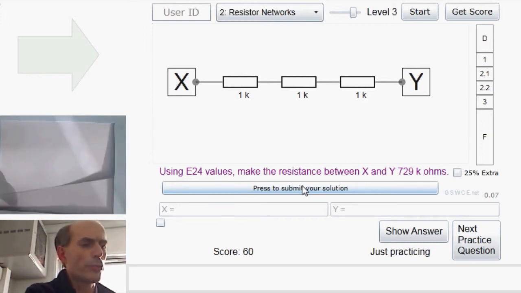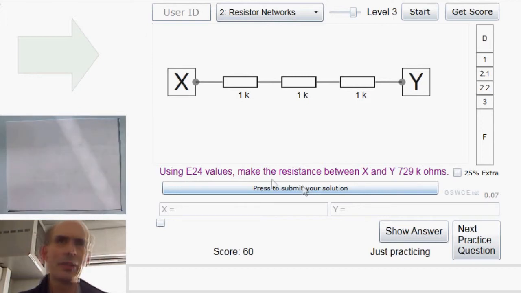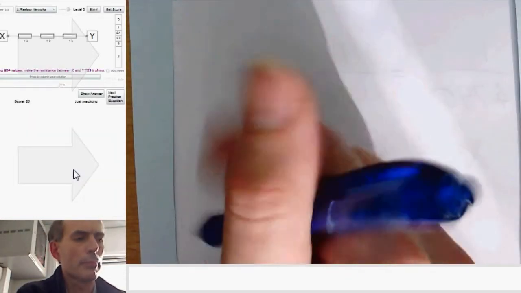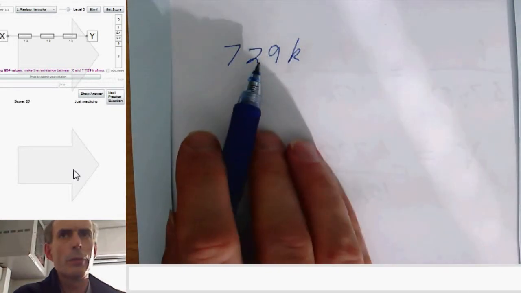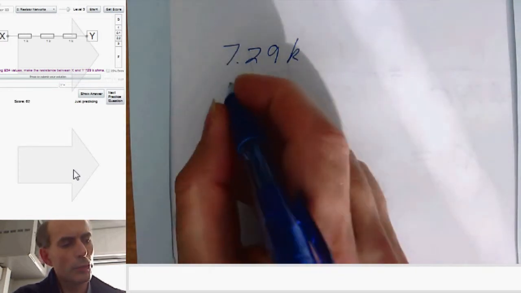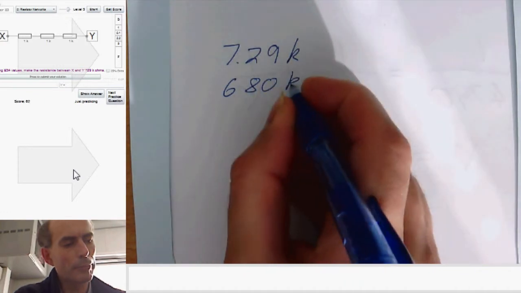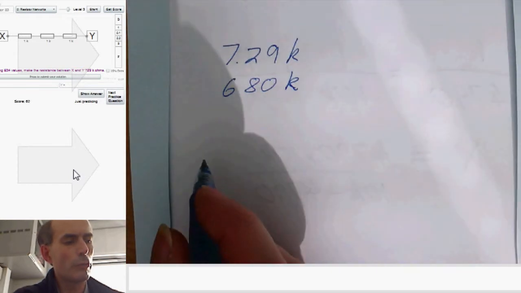but one approach is to note that you don't have to get the answer exactly correct. There is a margin of error that the quiz will allow you to have. So I could, for example, we're trying to make 729K. What's the biggest value, which is an E24 value, which is just below that? And the answer would be 680K. You could look that up on tables of the E24 series.